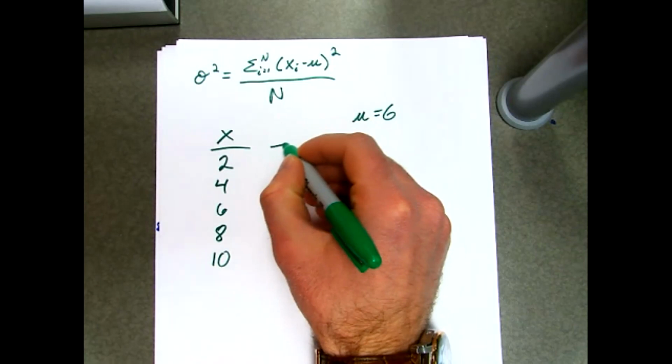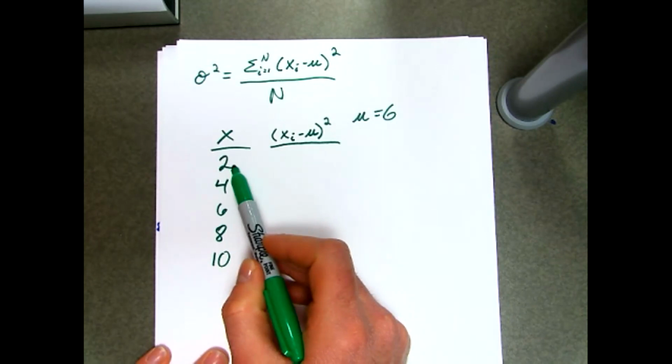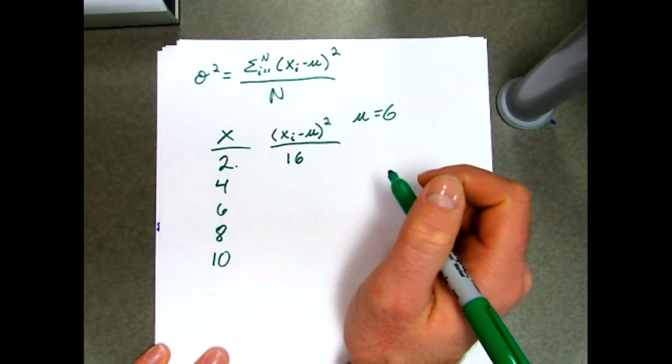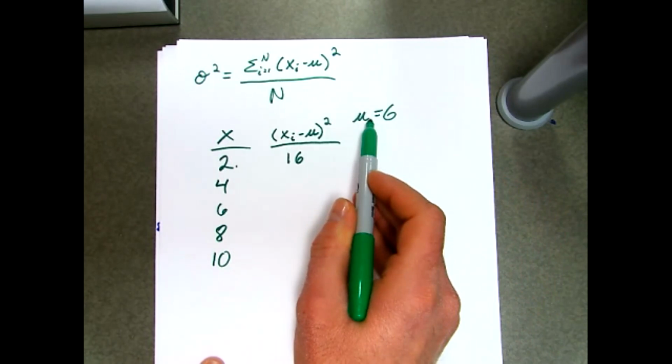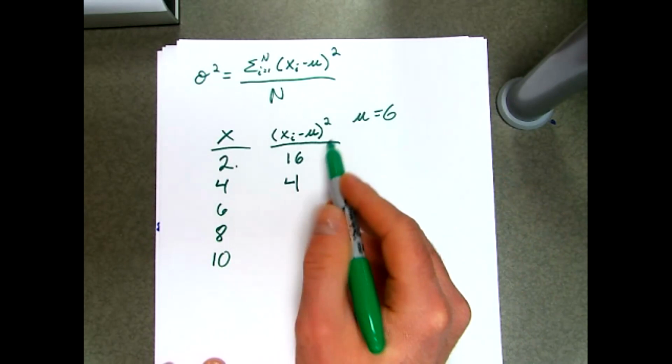Well, probably the easiest way to go about this by hand is to do a column right next to the data where you're taking the deviation from the mean and squaring it. For the first observation, we'll take its value of 2, subtract the mean of 6, so that would be -4, and then squared would be 16. Then we'll go to the next observation. 4 minus the mean of 6 is -2. -2 squared is 4. 6 minus the mean, well, that's just 0. 0 squared is 0.